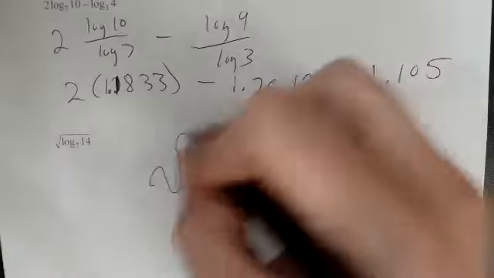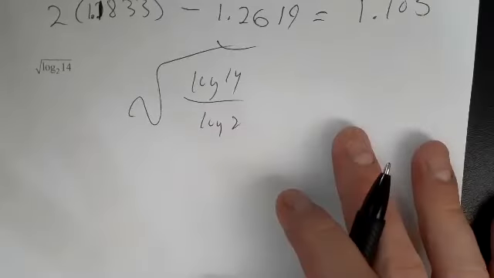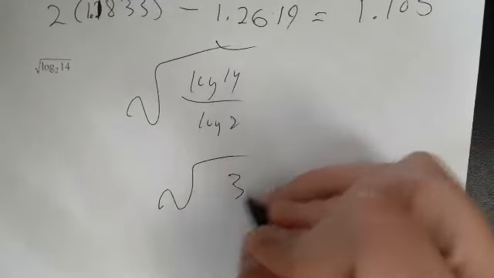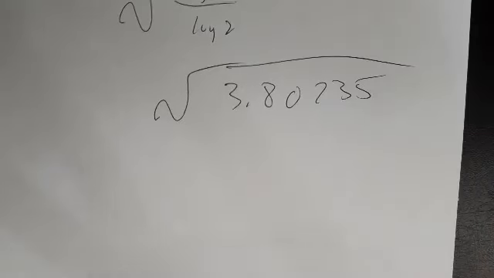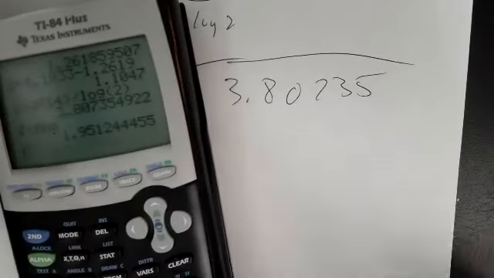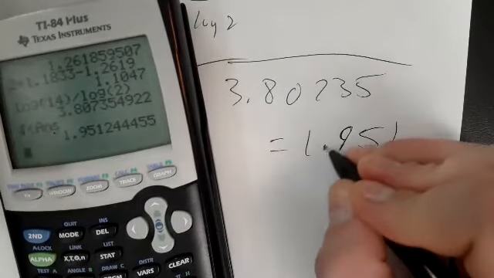All right, so last thing, we want to take the square root of log of 14 over log of 2. So if I do log of 14 over log of 2, I'm doing the square root of 3.80735, somewhere in that ballpark. I'm probably just going to recall the answer on my calculator, which is the easiest way to do it without rounding. And so this is giving me something around 1.951 if I want to do 3 decimal places.